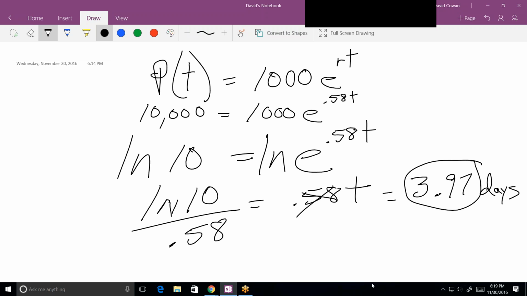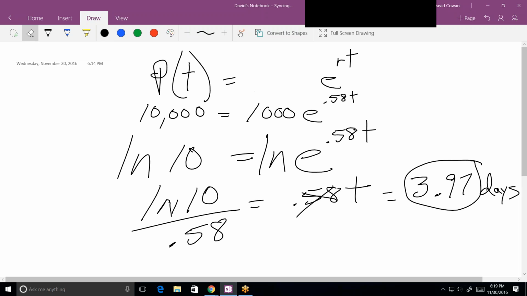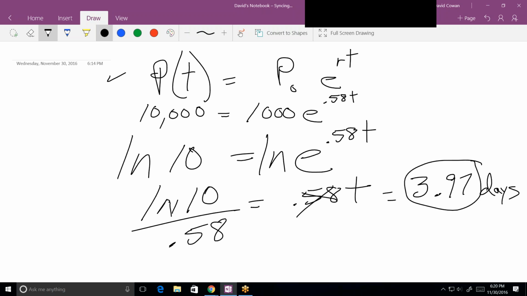Okay, any other parts to that question? No, not that one. Okay, what do we got next? So the essence of all of these problems, William, is you start out with the general, and the general is actually this, the starting amount, which I call P sub 0. This is always the general for any kind of continuous growth or decay.